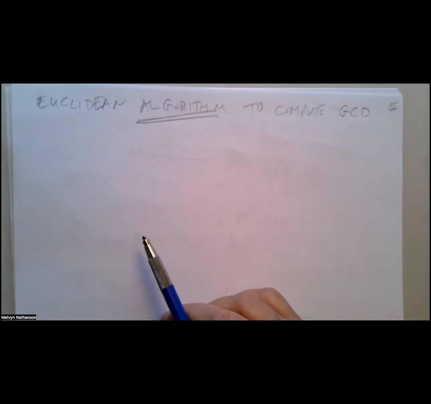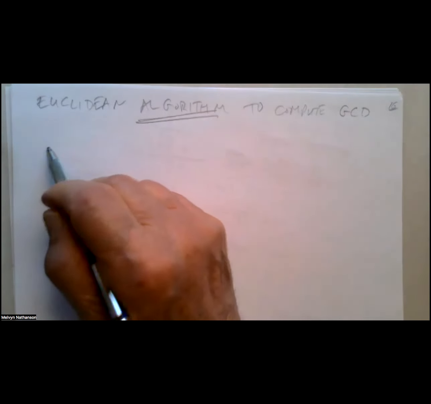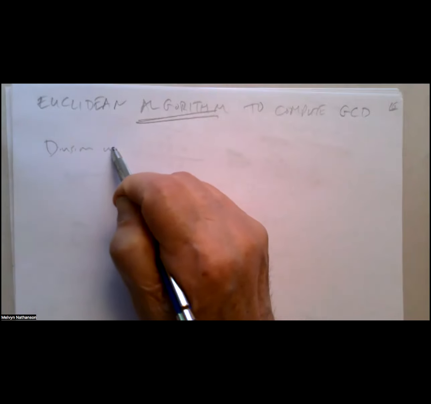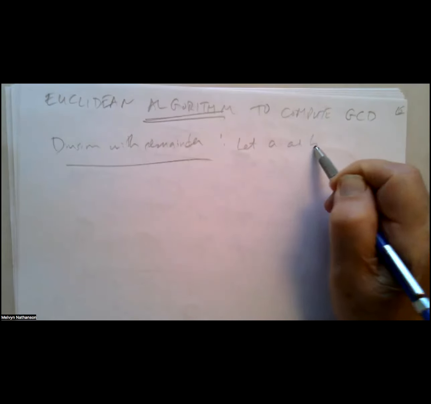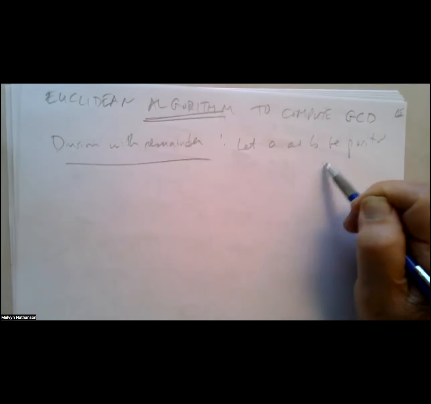If you've taken computer science, often a problem in beginning computer science is to write a computer program to implement this Euclidean algorithm. So the Euclidean algorithm is based on long division, or division with remainder. What this says is the following: if you let A and B be positive integers, positive means at least one. Zero is not a positive integer. Zero is not a negative integer. What kind of integer is zero? Zero is zero. So the integers are divided into three sets: positive integers, negative integers, and zero.